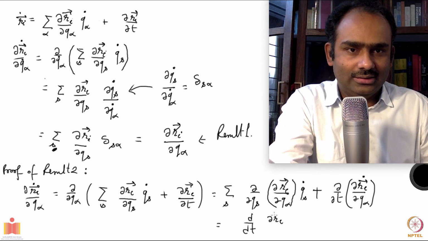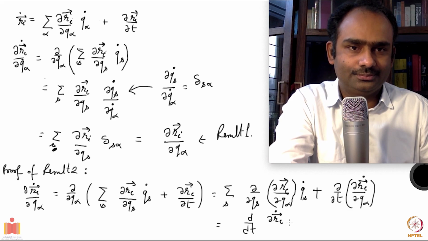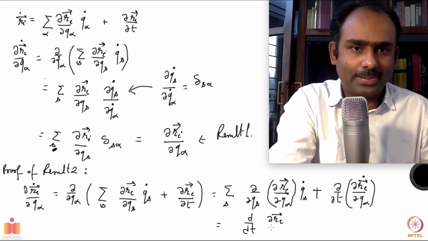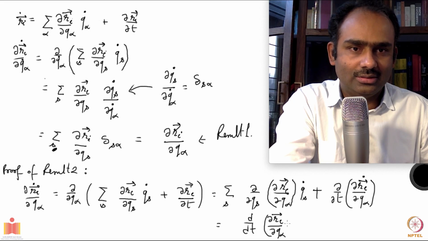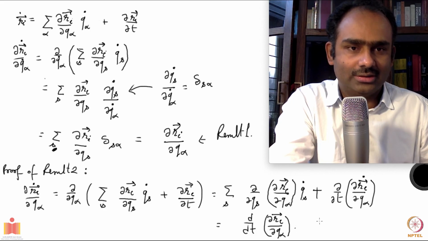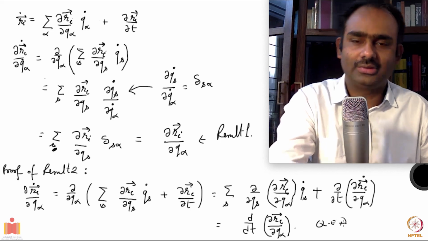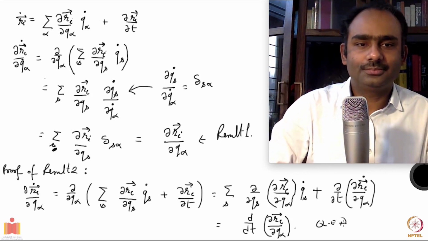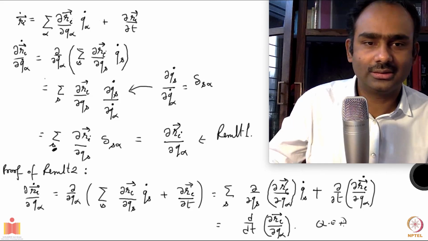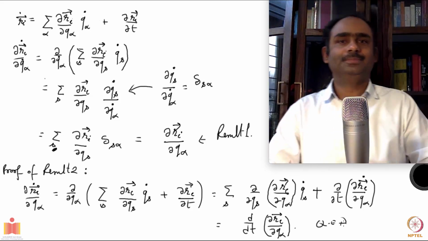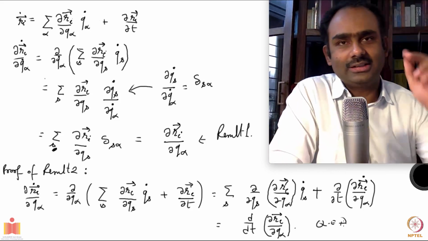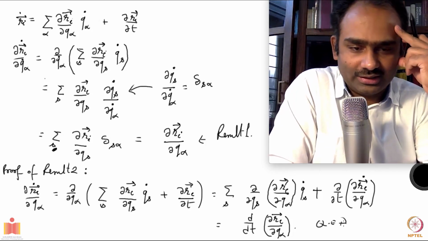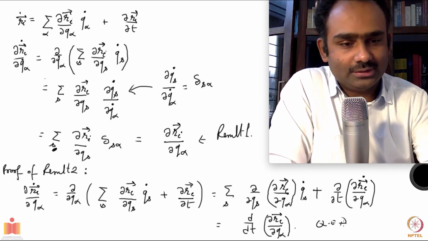So this is nothing but d over dt of del Ri over del Q alpha. QED, that's correct, proved. Let me check. Perfect. So we will utilize these two results in dealing with our D'Alembert principle. So let's proceed then.